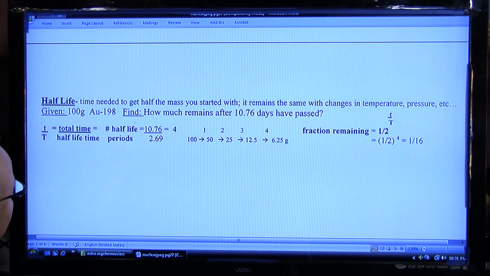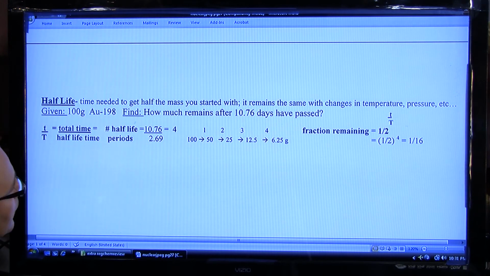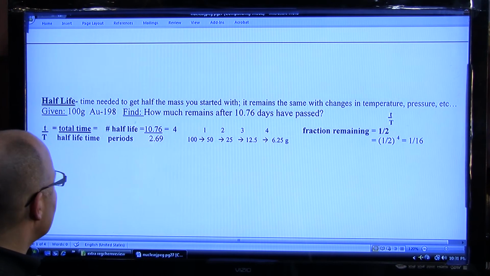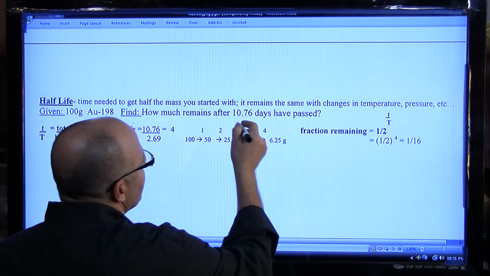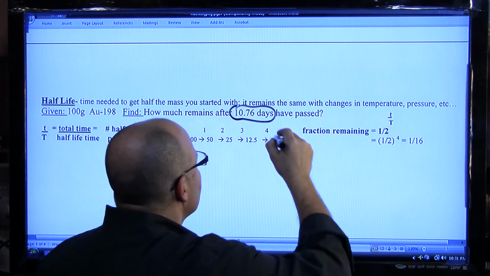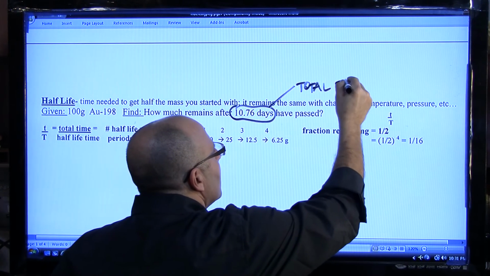In this problem here, they ask you, how much remains of this original sample of gold-198, 100 grams, after 10.76 days have passed? Well, you need to find out how many half-life periods fit into those 10.76 days. Those 10.76 days in this case are your total time. And that's always good to circle and label in a problem like this. So this is your total time.